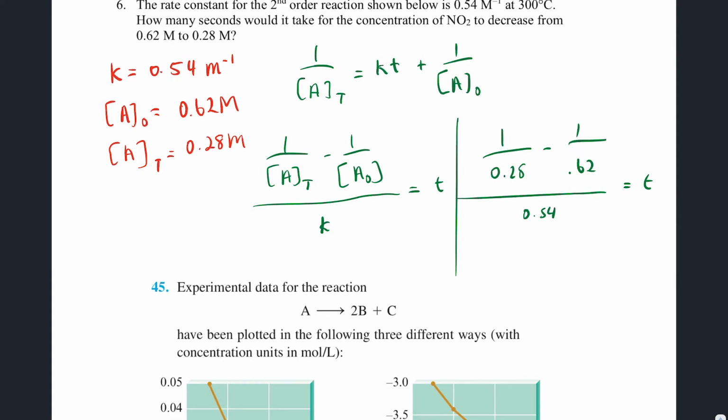So let's do that really quick. We're going to set up a fraction, 1 over 0.28, minus another fraction, 1 over 0.62, all over 0.54. Cool, so let's figure that out.